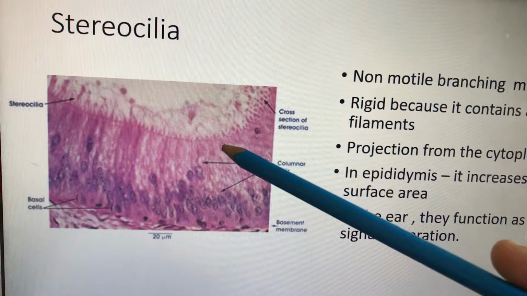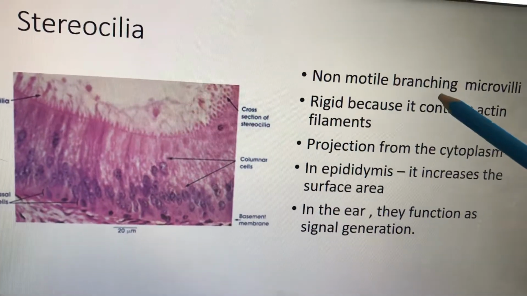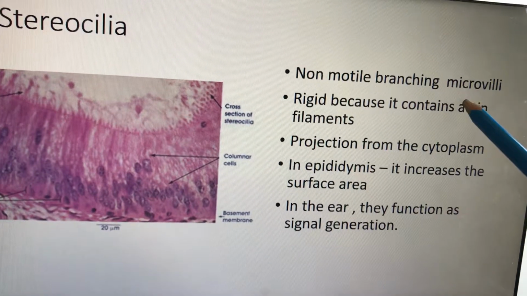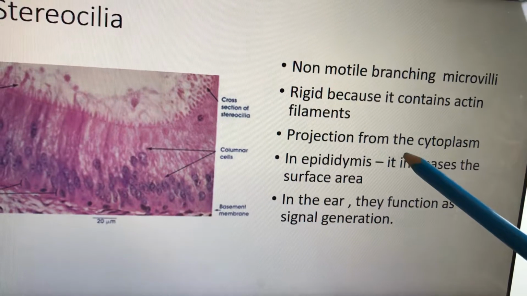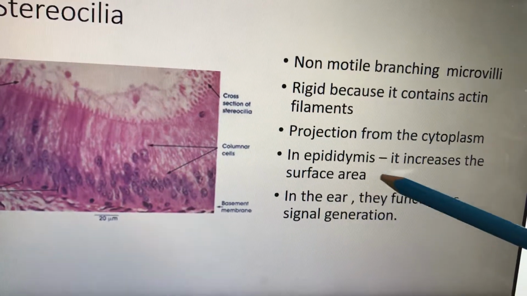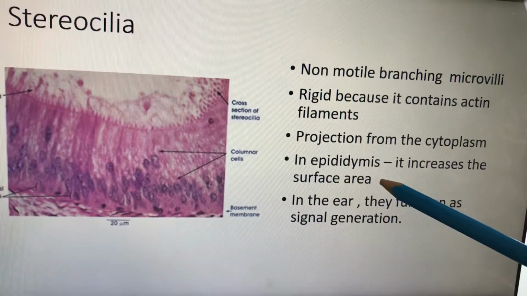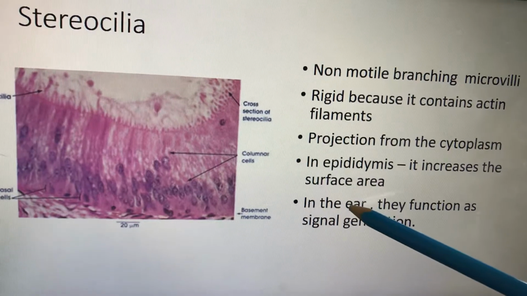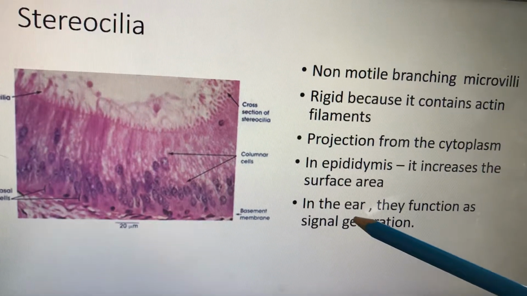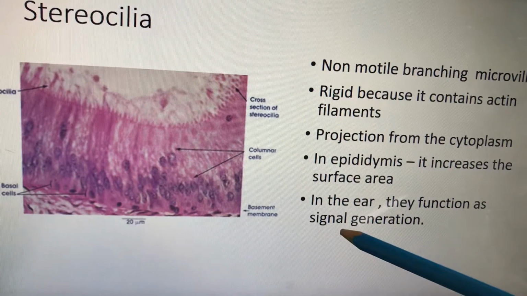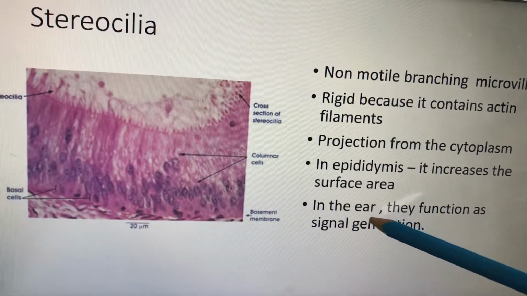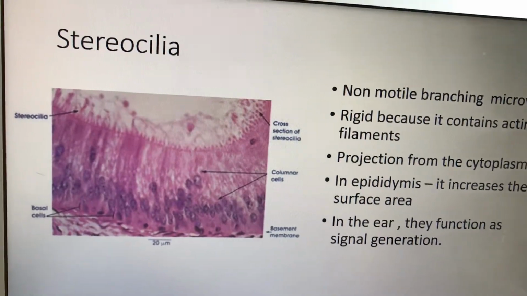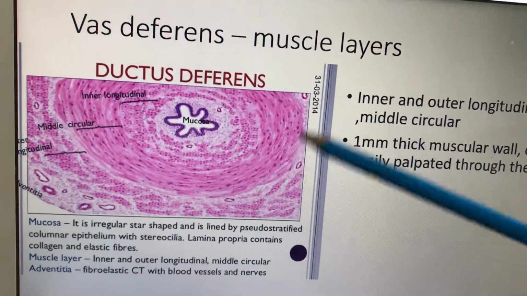Then now, what is called stereocilia? Stereocilia is a non-motile branching microvilli. Why is it rigid and non-motile? Because it contains actin filaments. That's why it is not motile. And it is a projection from the cytoplasm. In the epididymis, you will be having the stereocilia. What is the action of the stereocilia in the epididymis? It increases the surface area. And what is the use of the stereocilia in the ear? They function as signal generators. Signal generators means here you will be having the cochlear apparatus, from there you send the signal.